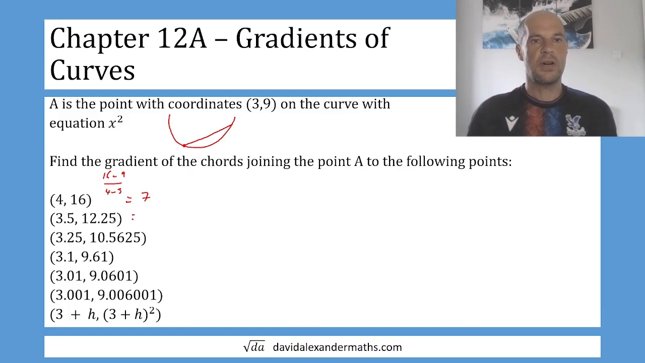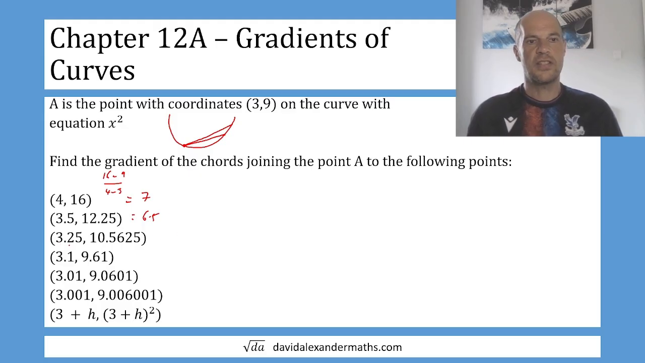Okay, for the next one, 12.25 take away 9 over 3.5 take away 3, and we are getting 6.5. So if this was the point 3, 9 and this was 4, 16, we are now doing 3.5, so it's a little bit to the left of this point, and we can see, oh yeah, it's not quite as steep, which is why the gradient is a little bit less.